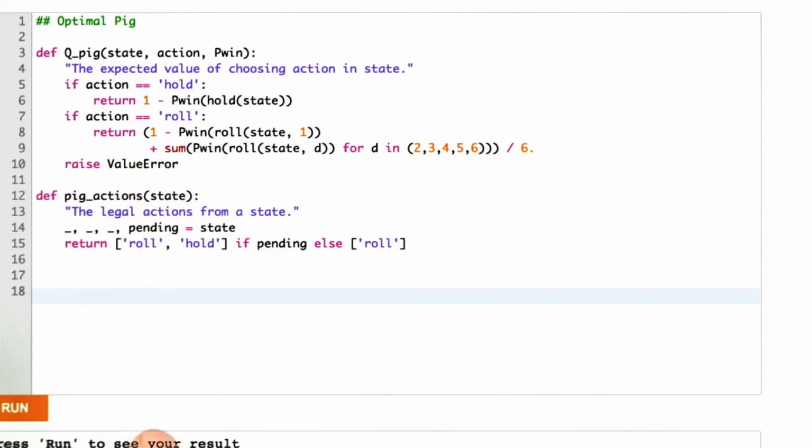What are the actions in a state? Well, if there are some pending numbers, I can roll or hold, and if there aren't, I'm just going to roll. That's the only thing that makes sense to do.